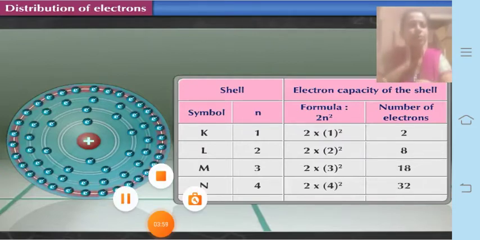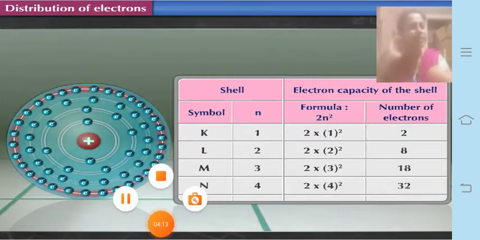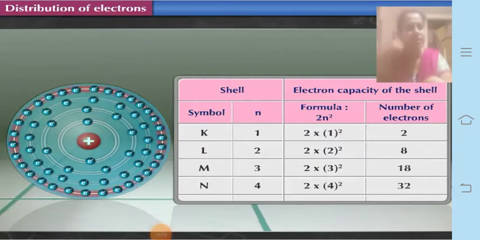Now let us proceed with the next part of the lesson, that is electronic configuration. That means how the electrons are distributed and how we can write them in the form of numbers. The shell-wise distribution of electrons is also called electronic configuration. Let us proceed with that.